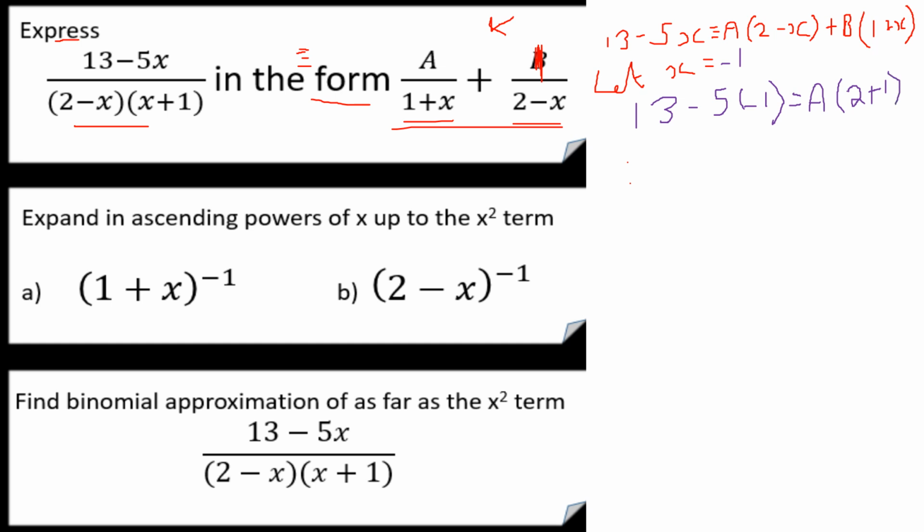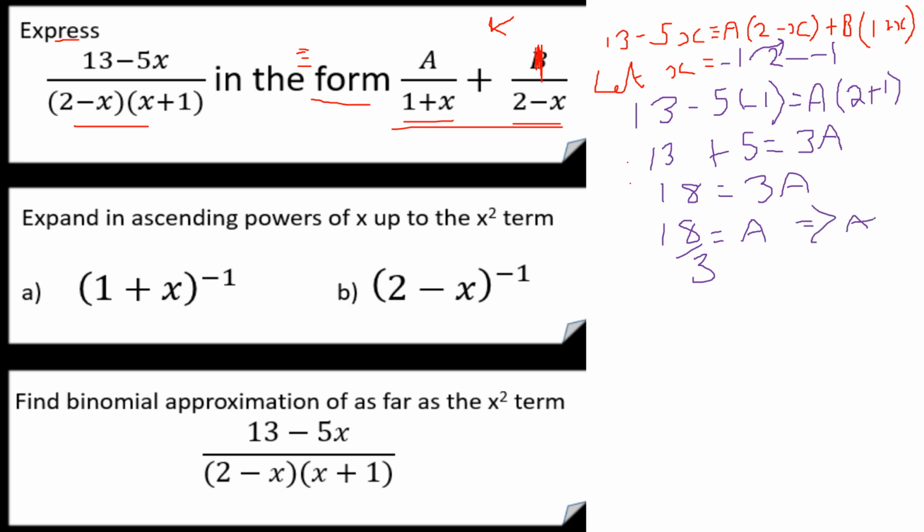Being careful, because minus x goes to plus 1. Hopefully it makes sense there. So working this out, I get 13 plus 5 is equal to 3a, so 18 is equal to 3a. Dividing both sides by 3, we get 18 thirds is equal to a. Therefore, a is equal to 6. And that would be my final answer.